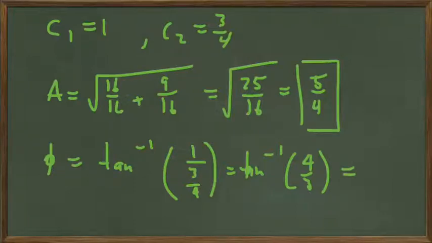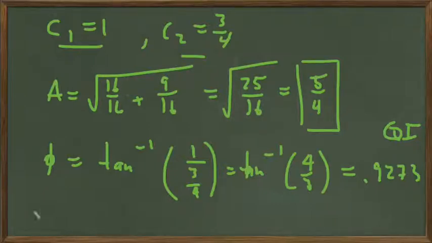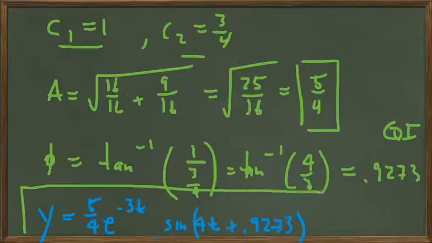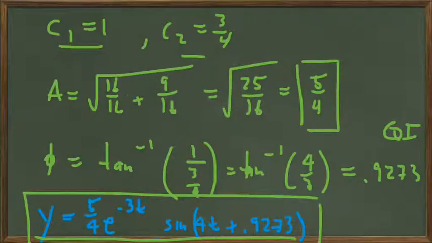which is 0.9273, and it's in quadrant 1 because both C1 and C2 are positive, so we get this alternate form of the solution, y equals 5/4 sine of... So here's our solution in this alternate form.